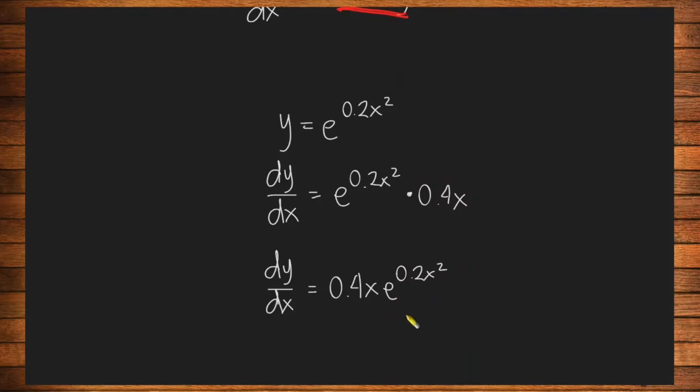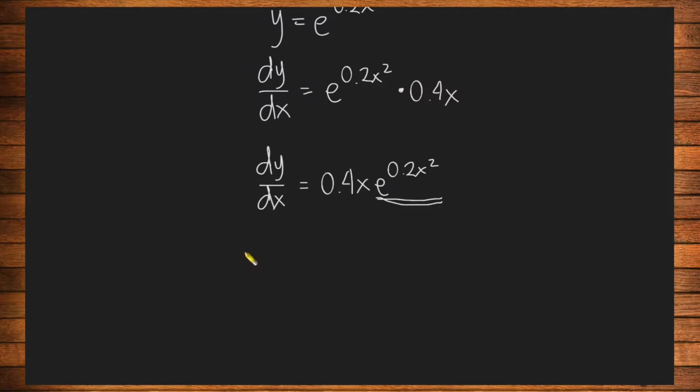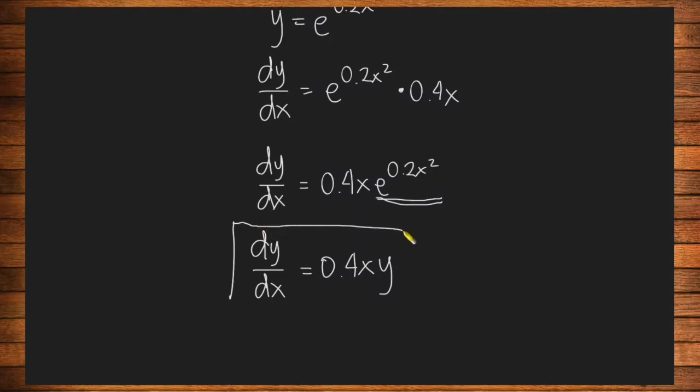So if we replace e raised to 0.2x squared in this equation by y from our original equation, we will have the differential equation dy over dx equal to 0.4xy. So again, this is now a differential equation. Now imagine a friend of yours simply hands you this differential equation and you have no idea. Wala kang idea kung paano siya ginawa.